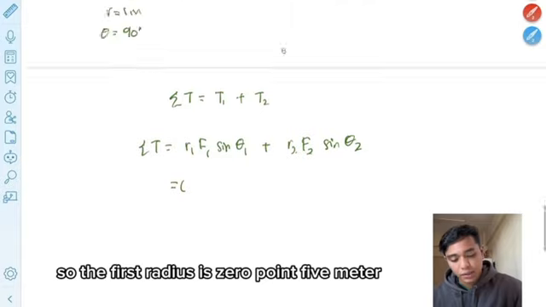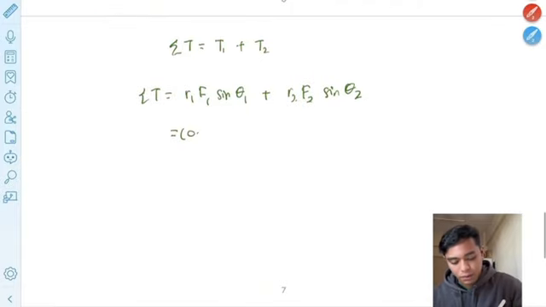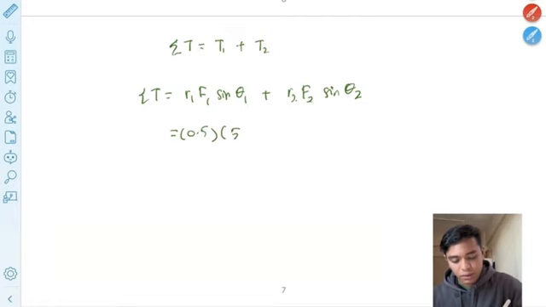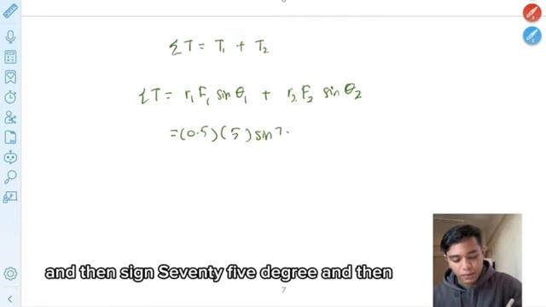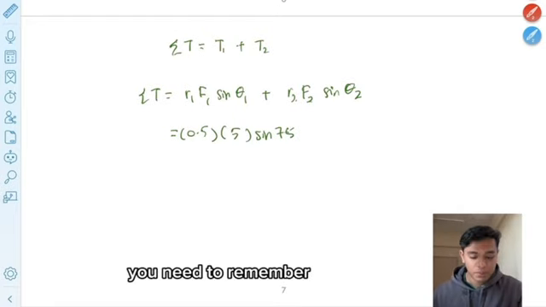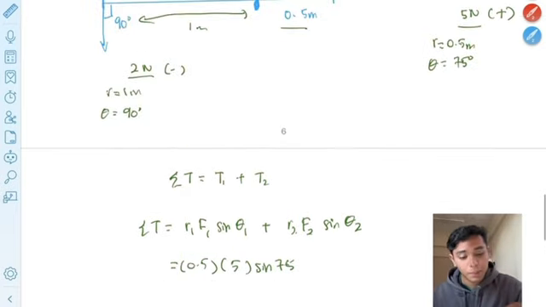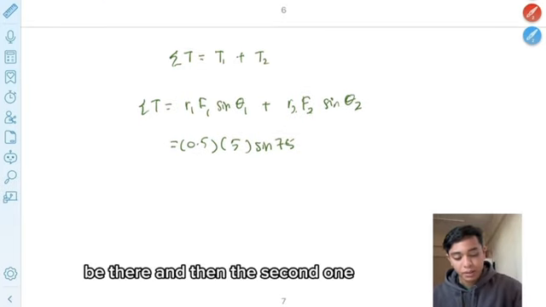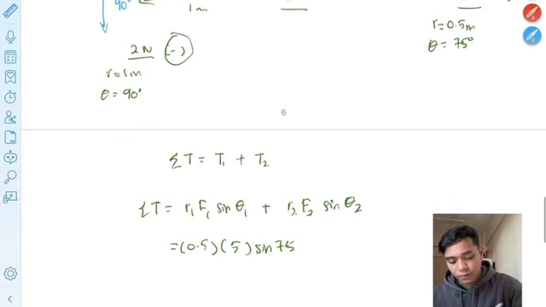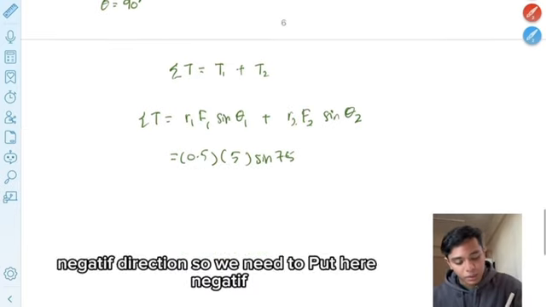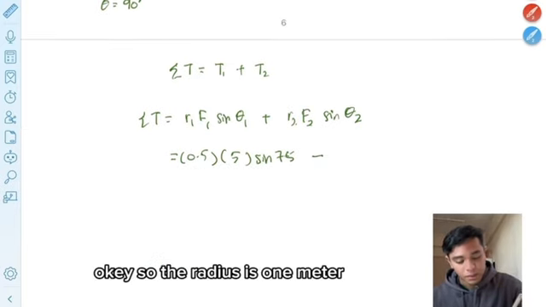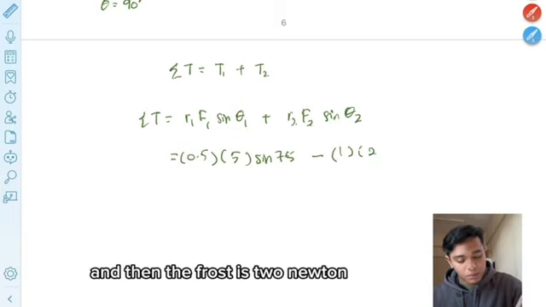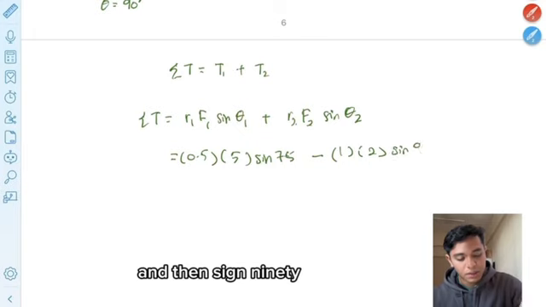The first radius is 0.5 meter, and the force is 5 newtons, and then sine 75 degrees. We need to remember the sign is the positive direction. And then the second one is the negative direction, so we need to put a negative here. The radius is 1 meter, the force is 2 newtons, and then sine 90 degrees.